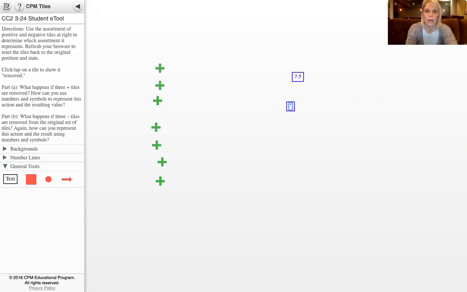this is what you would write or think in your head. 7 take away 5. This is what it means. 7 minus 5 means 7 take away 5. So I don't represent 5 at all in my picture. I just think if I have 7 minus 5, I have 7 positive integer tiles, and I'm taking away 5 of them. So I'm taking away these 5. And then what I'm left with is 2. So you see 7 minus 5 is 2. So that's how you do it.